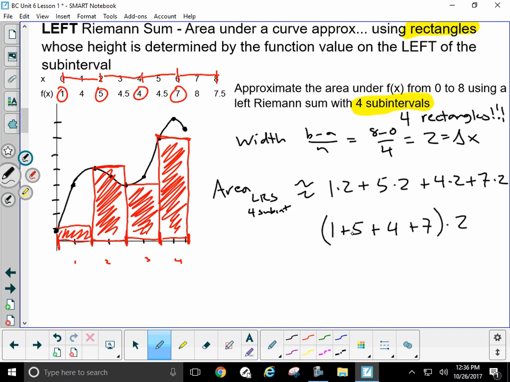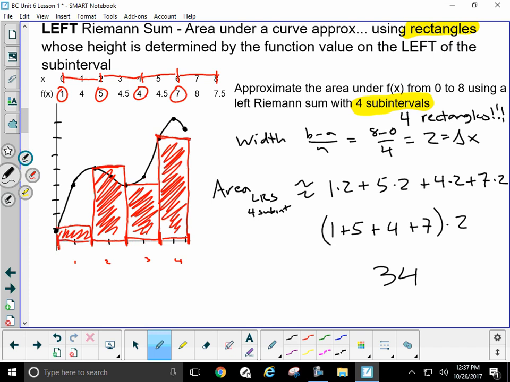So 17 times 2, 34. My area using a left Riemann sum with 4 subintervals is approximately 34. Now, would we say this is close to the actual area? Nod your heads or shake your heads.